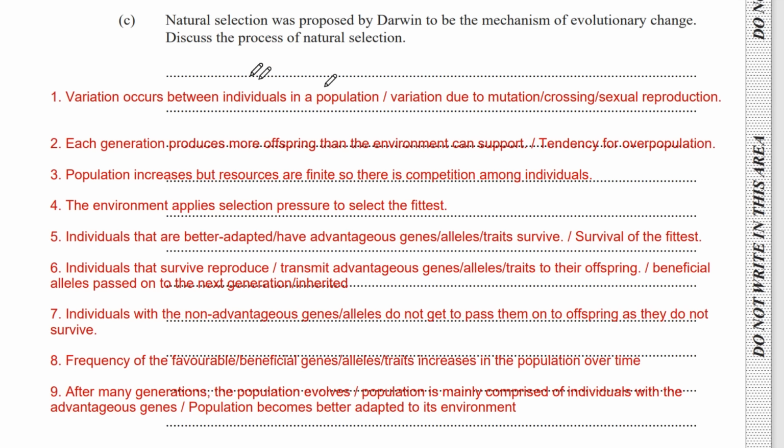So the first point here: variation occurs between individuals in a population. Variation due to mutation, crossing over, or sexual reproduction. What does that mean? Basically, everybody looks different, everybody is different in little ways. And as a result, you're going to have a larger gene pool. Some people have blue eyes, some people have brown eyes, some birds have thick beaks, some birds have thin beaks, long beaks, and so on.